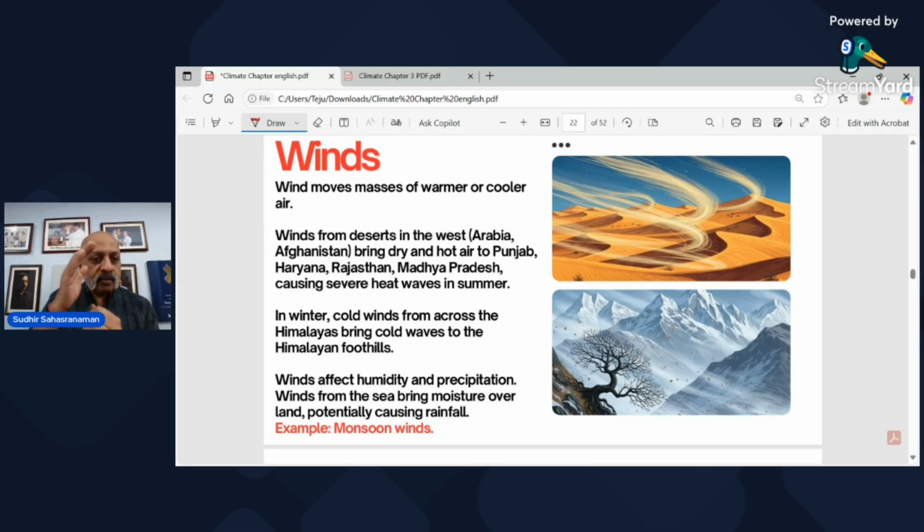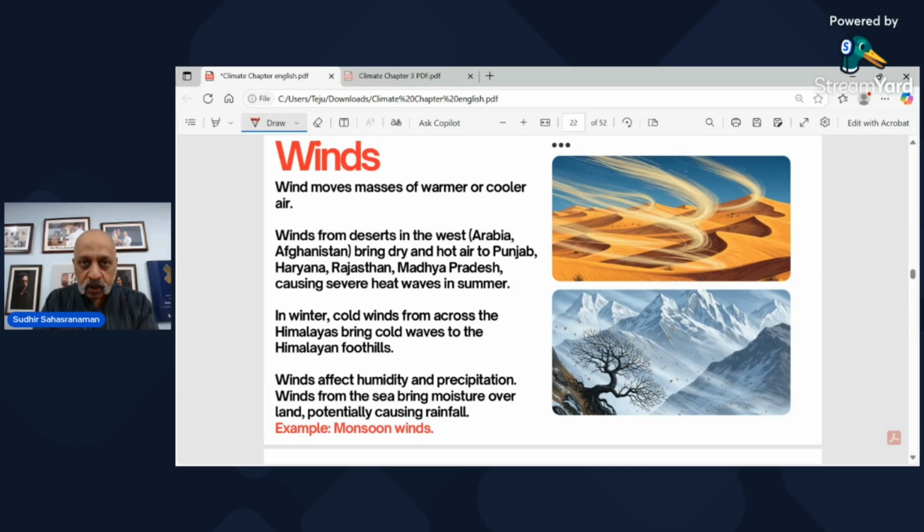Now, the winds, what do they do? They move masses of warm air or cool air from one place to another. So winds from the desert, which will obviously be hotter, in the west, from Arabia, from Afghanistan, etc., bring very hot and dry air into Punjab, Haryana, Rajasthan, Madhya Pradesh, and that's what causes the heat waves in summer. Students in Delhi, etc., would be familiar with this term called Lu.